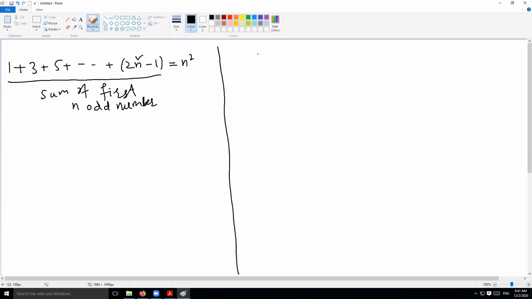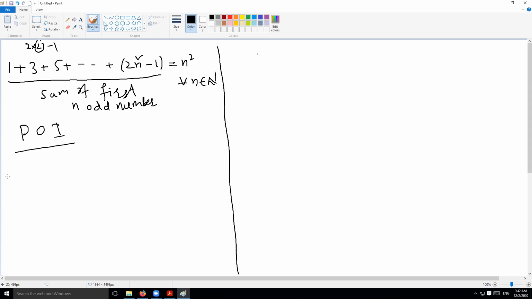Okay, so 1 plus 3 is going to be what? It is going to be 4, but the 3 can be written as 2 times 2 minus 1. So if I take the 2 square, you still get 4. Okay, so we need to prove this identity, and this is true for all natural numbers. No matter what natural number you take, this is true. And how are we going to prove it? We're going to prove it through the principle of mathematical induction.